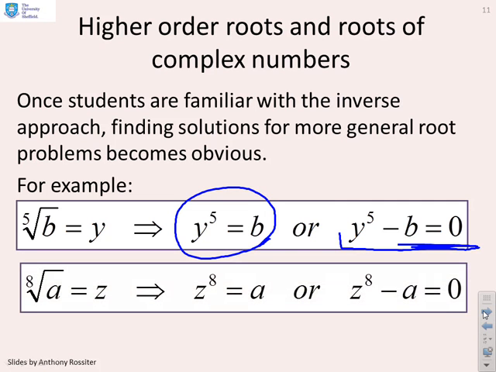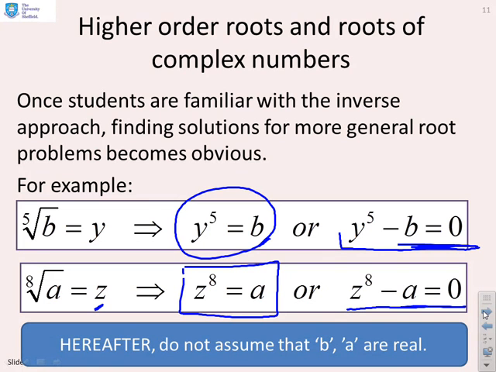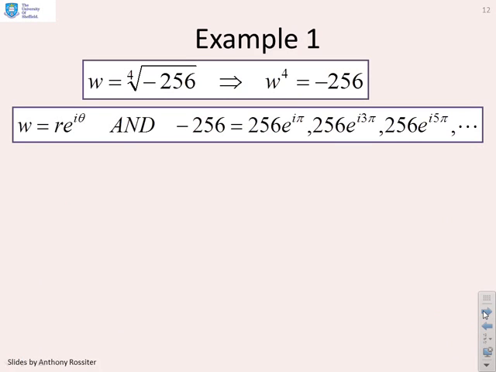What if you wanted the 8th root of a, and you were going to call that z? Well, it's easier to solve z to the power 8 equals a. Find a value z such that when you put it to the 8th power, you get a. And you could put that in polynomial form if you wanted, which gives you z to the 8 minus a equals 0. Now, here's the key difference from earlier in these videos. We're going to assume that b and a are not real anymore. We're going to put complex numbers in and show that it doesn't make any difference to the approach that you use.